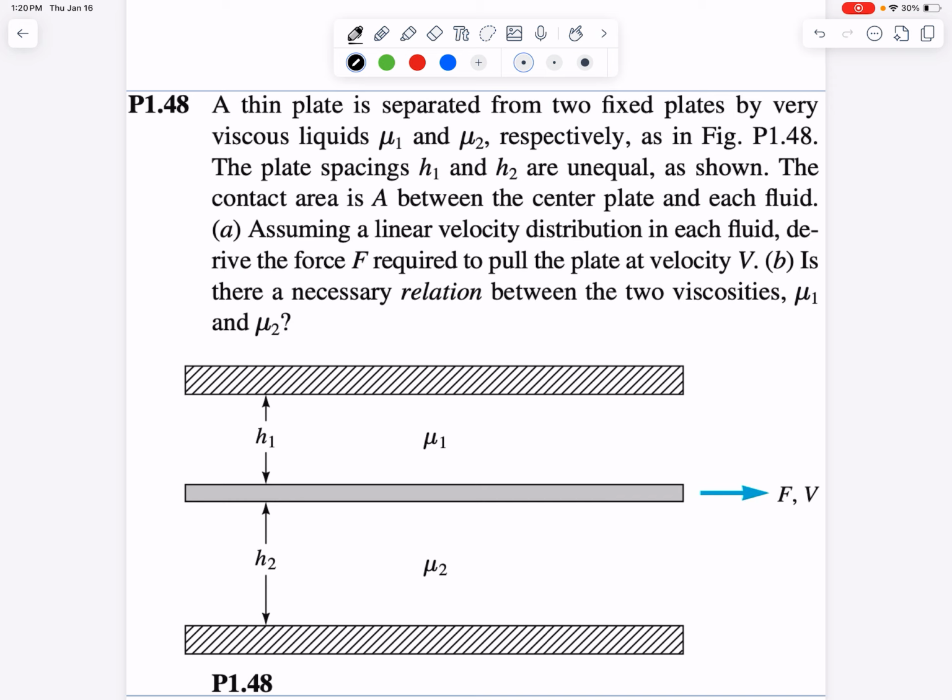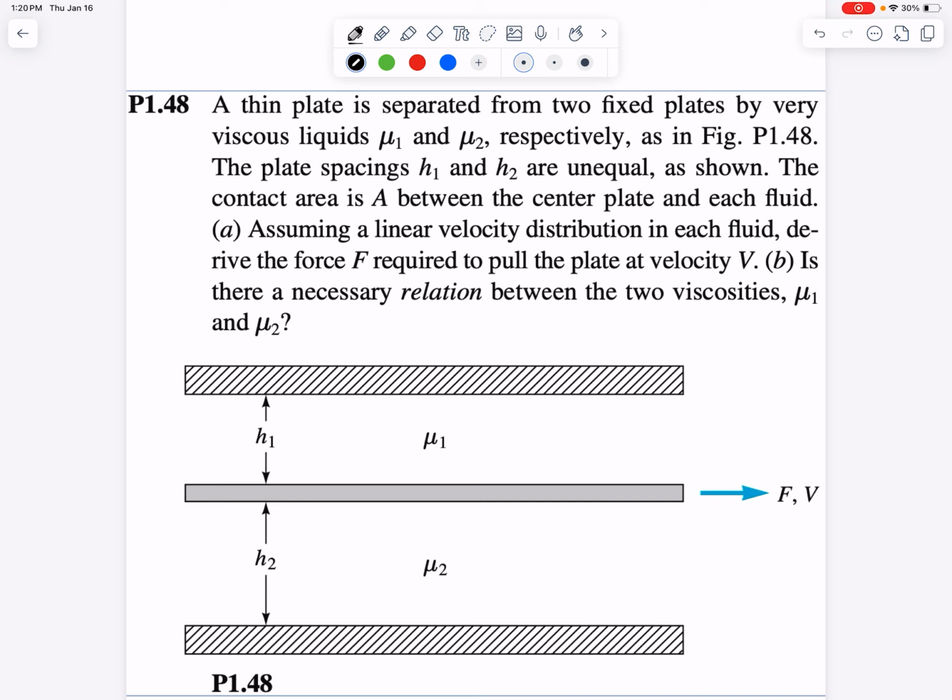We have a contact area for the center plate that is in contact with the fluids, and for the first part of this problem, we're going to assume a linear velocity distribution within the fluids, and we want to find out what force is required on the center plate in order to maintain the velocity v.